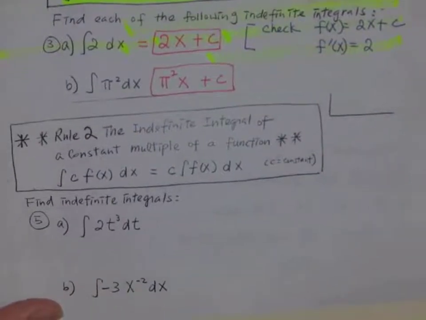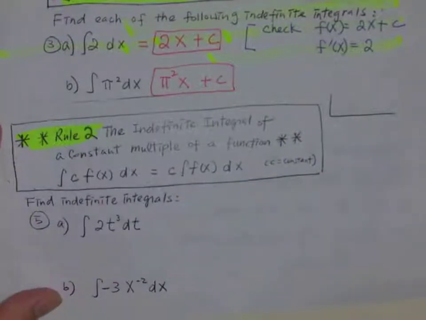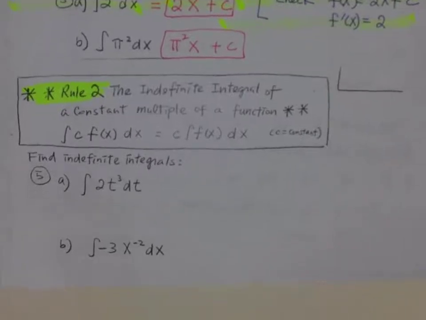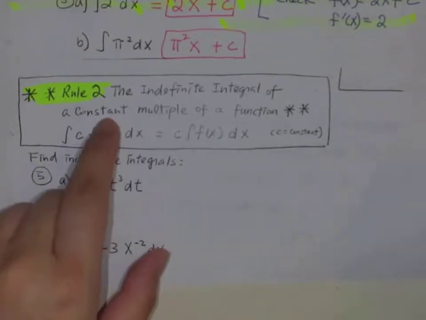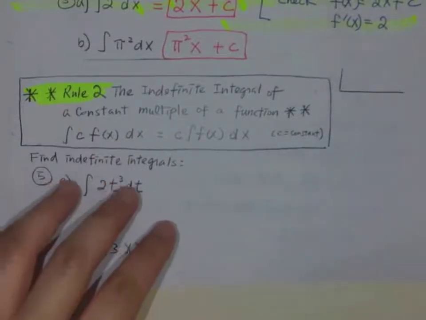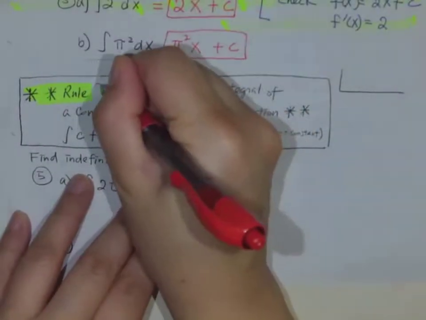Okay. Second rule, the indefinite integral of a constant multiplied to a function. So I have this blank document on D2L. If you don't have a printer, you may want to pause the screen and write this down if you can. So apparently I'm missing one rule here. So that was rule number 3. So I messed up. So this is rule number 3.